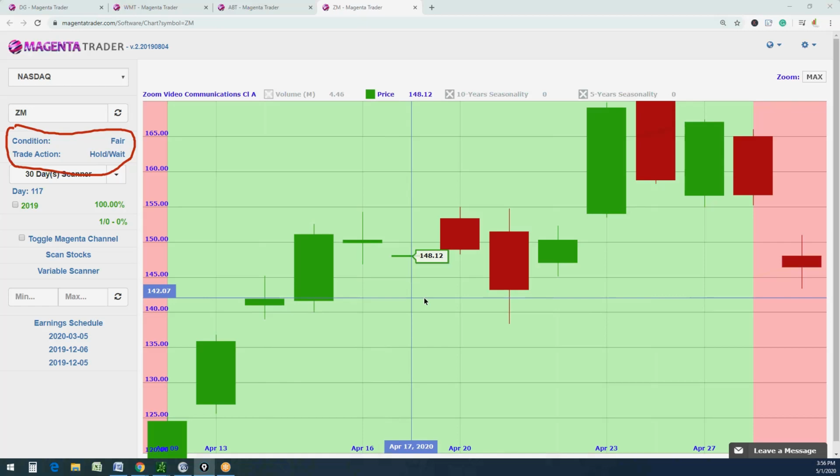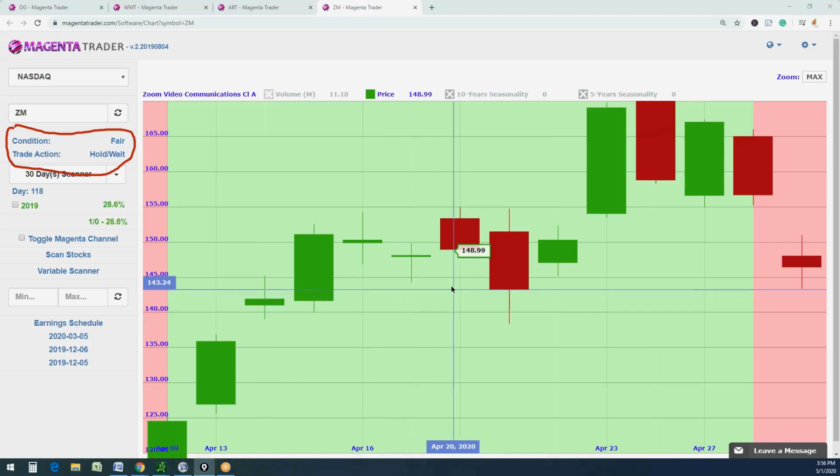Notice what it did not say. It didn't say we should sell. It did not say we should place a stop. It just said hold on to the trade. The day after that was a red candle. It gapped up in the morning, ended up down as a red candle. However, Magenta software was still suggesting through the algorithms, just hold on to the trade.